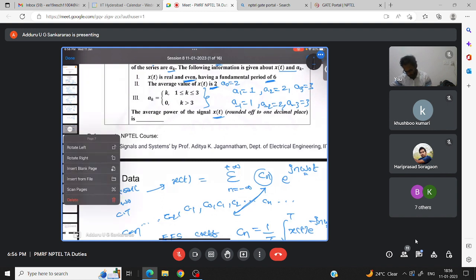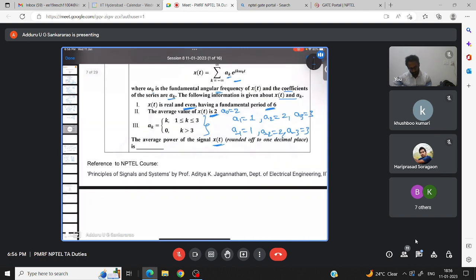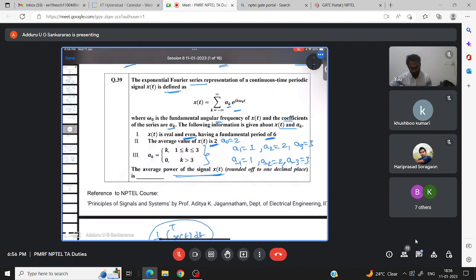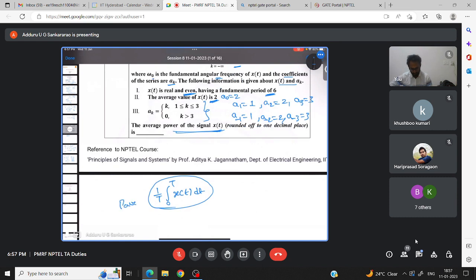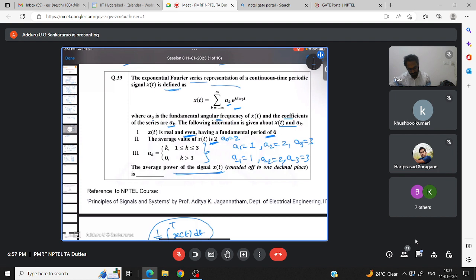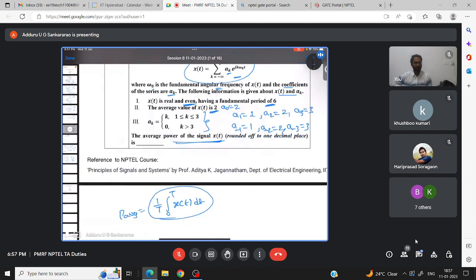Now from here we need to find out the power. What they're asking, since it's a periodic signal, right? Power they're asking. If it is not periodic, it is a finite signal, then energy they'll ask. Average power of the signal. So what is the average power? 1 by T integral 0 to T x of t dt, right? Over a period. This is the average power required. For that you have to find out x of t, because AK all are given. You can find out x of t and you can find out average power.